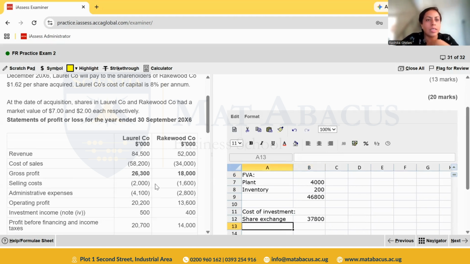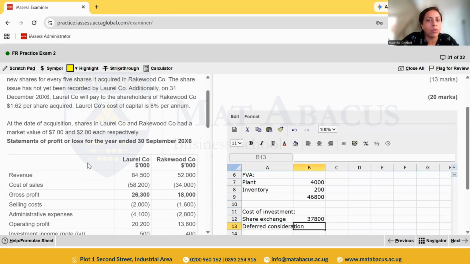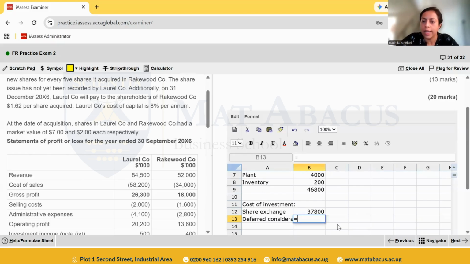There's also deferred consideration. Remember, deferred consideration is going to be recorded at the present value of the future payment. They said Laurel will pay to the shareholders of Rakewood 1.62 per share acquired. So again, this is going to be a working. What are the number of shares acquired? 60% times 15,000. Multiply this by 1.62.